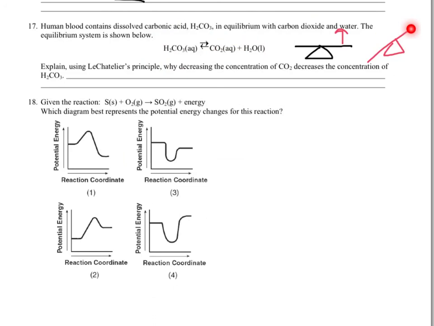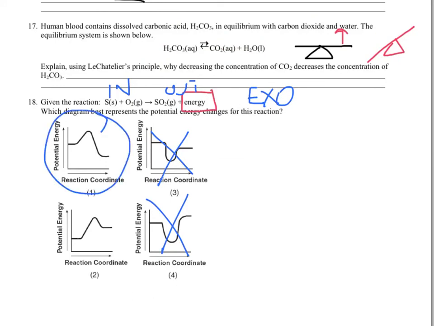Question number 18, we're given an equation where we have the reactants and the products, and we're asked to identify the correct potential energy diagram. Notice energy is here, and it is a product, meaning that this is an exothermic reaction. So here we're looking for a reaction that's losing energy. Now, choice numbers 3 and 4 have no activation energy and are just odd looking. So those cannot be the choice. If we're looking for the energy to decrease, choice 1 is the best choice. Notice that choice 2 is increasing.